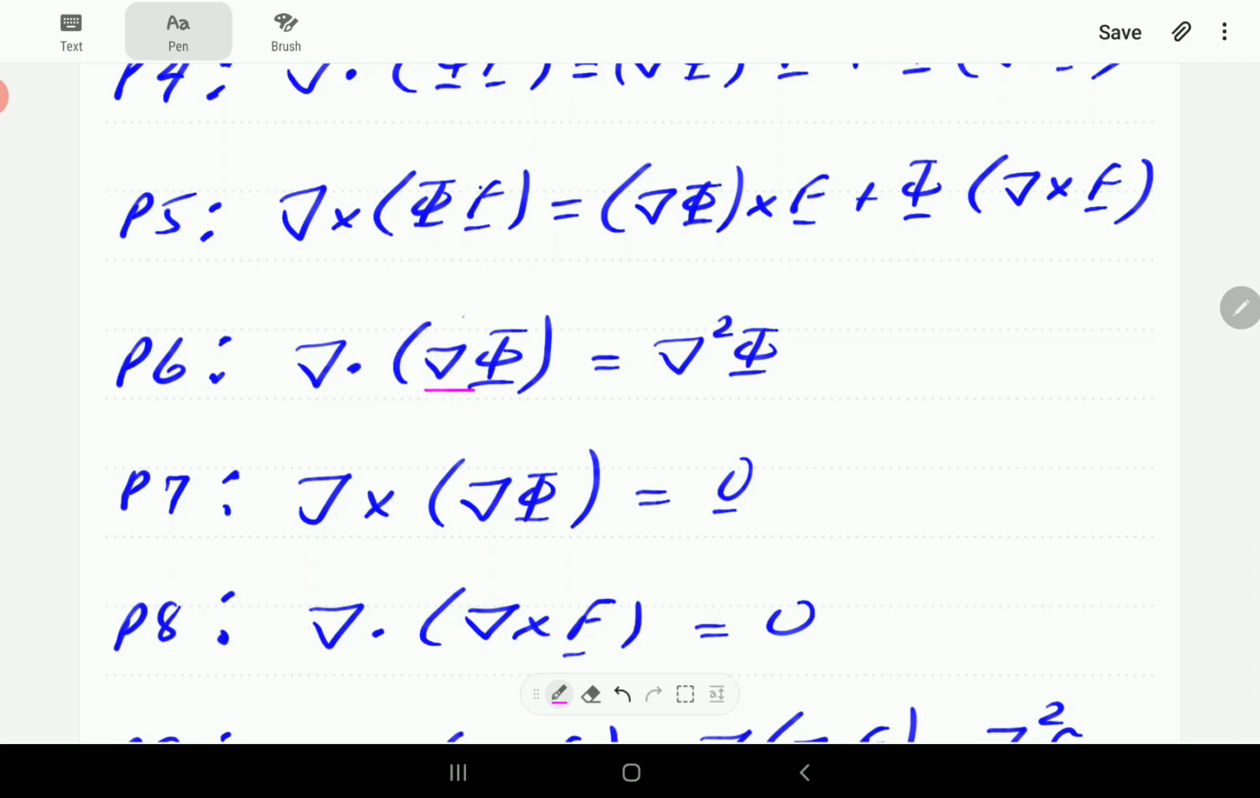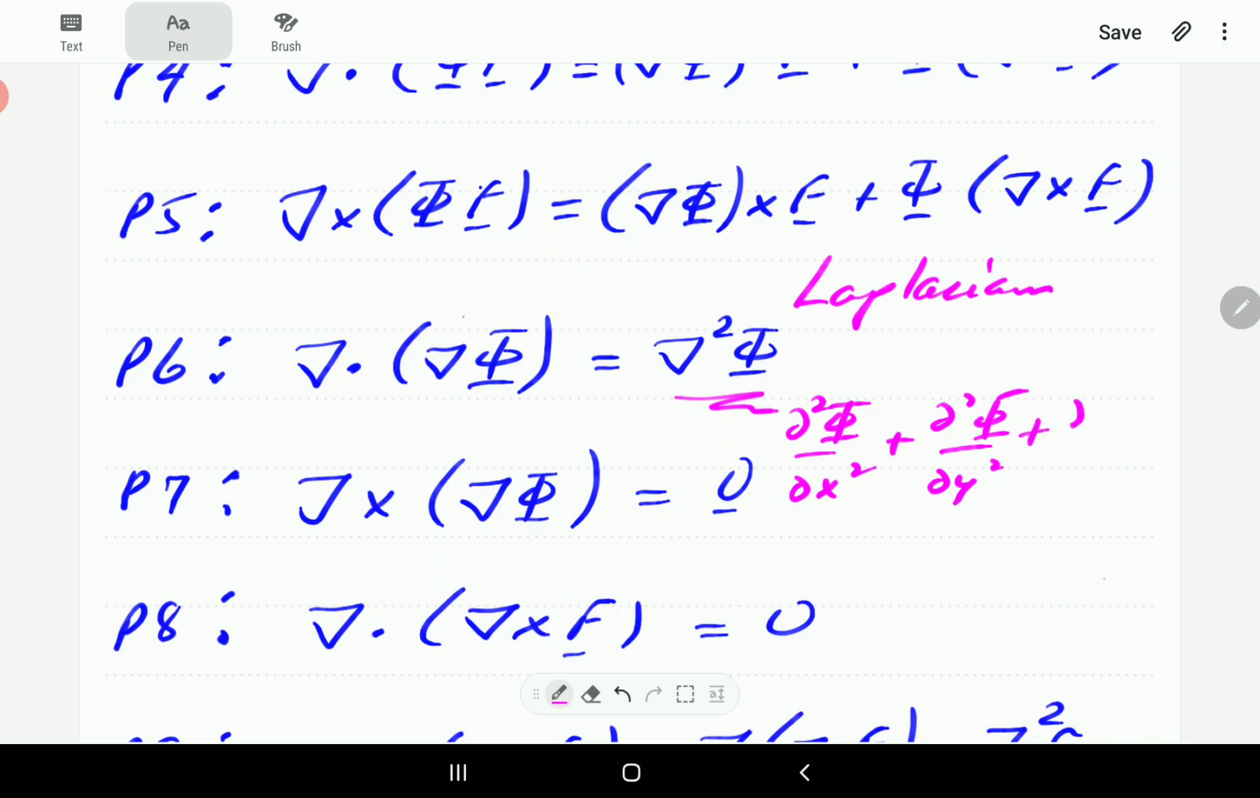the divergence of grad phi. Remember, phi is a scalar, so this one is equal to the del squared of phi. Del squared is called the Laplacian operator. So this is the Laplacian of phi. If we write it out, this is going to be the second order derivative of phi with respect to x plus the second order derivative of phi with respect to y plus the second order derivative of phi with respect to z. So that's what this quantity is equal to.